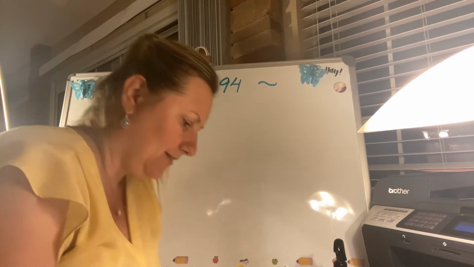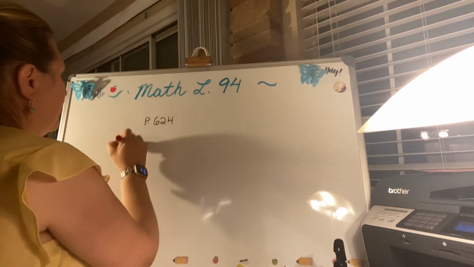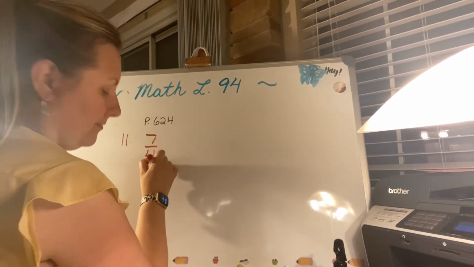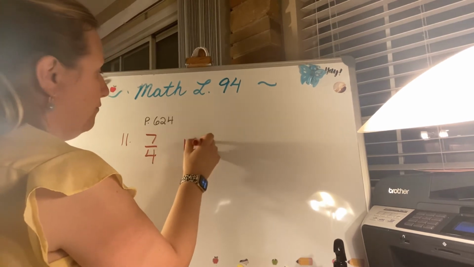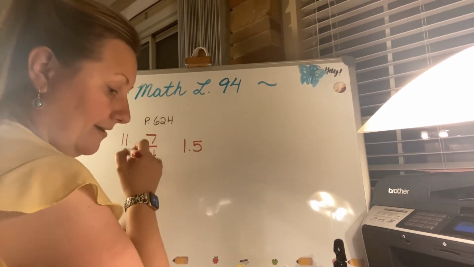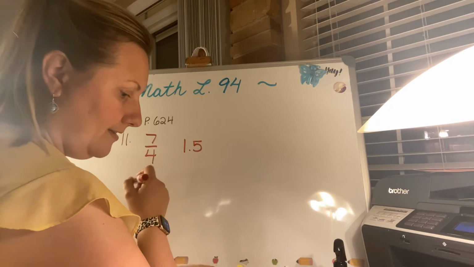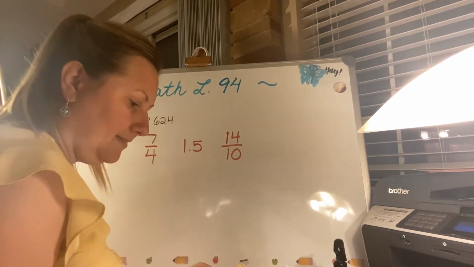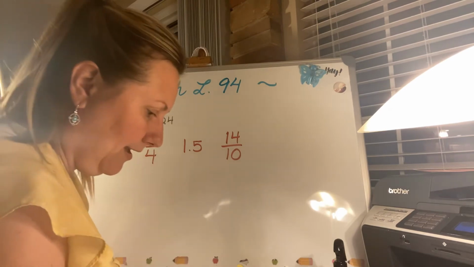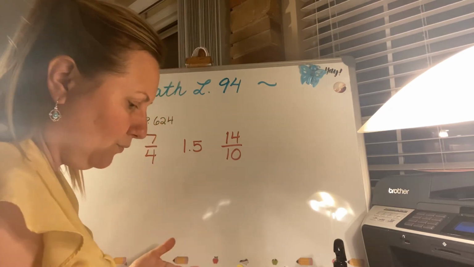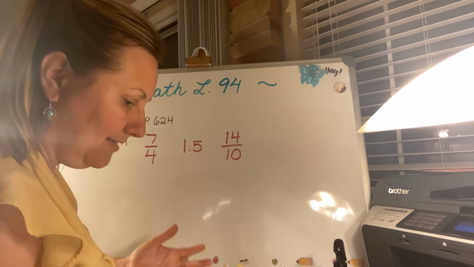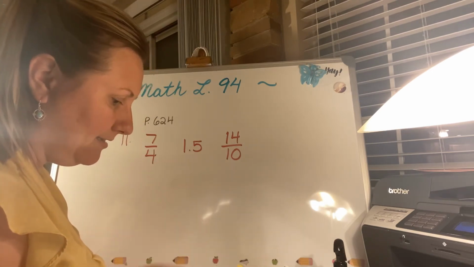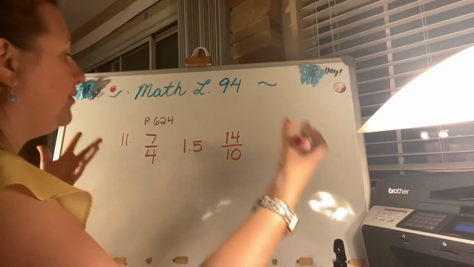Okay, number 11, write these numbers in order from least to greatest. Ooh, I love these challenges, like number 11. So for number 11, we have 7/4, we have 1.5, 1 5/10 to be specific, and we have 14/10. Okay, so I would say that the best thing to do is to change these numbers to mixed numbers and maybe think about them on a number line.